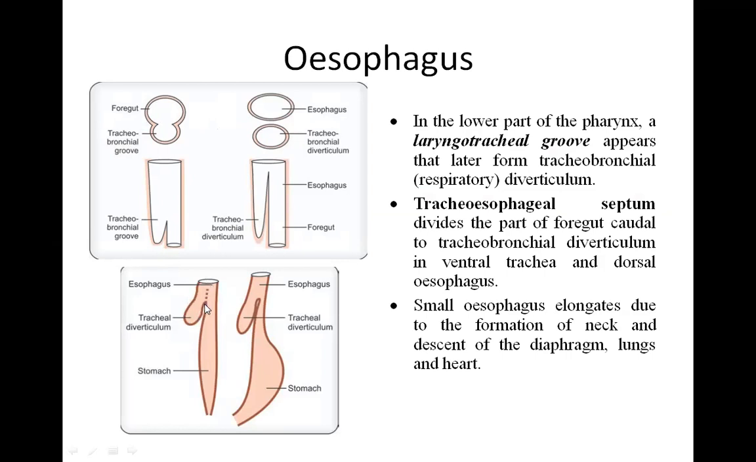So there is appearance of the tracheoesophageal septum. Over here you can see this one is the tracheoesophageal septum, which divides the part of the foregut caudal to the tracheobronchial diverticulum into a ventral trachea and a dorsal esophagus. So this small esophagus will elongate due to the formation of neck and the descent of diaphragm, lungs and heart. So this is how esophagus is formed by the elongation of the primitive esophagus.